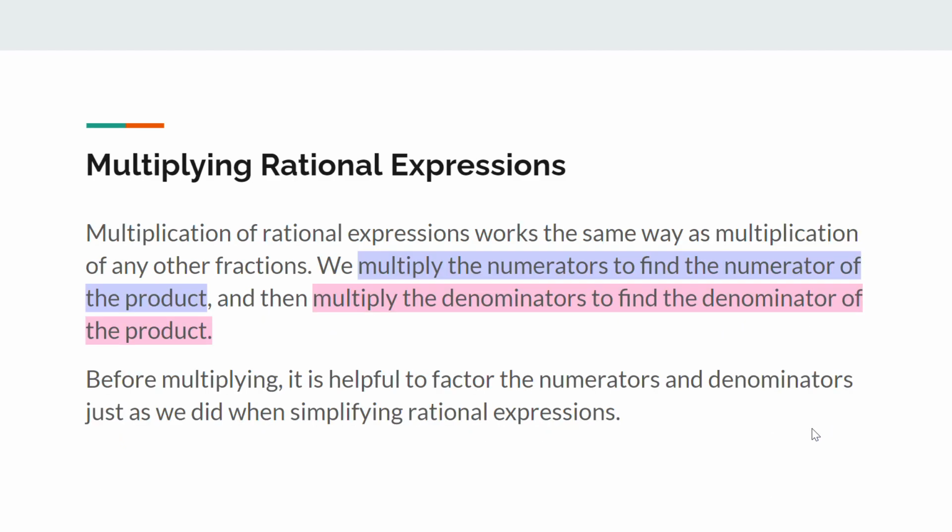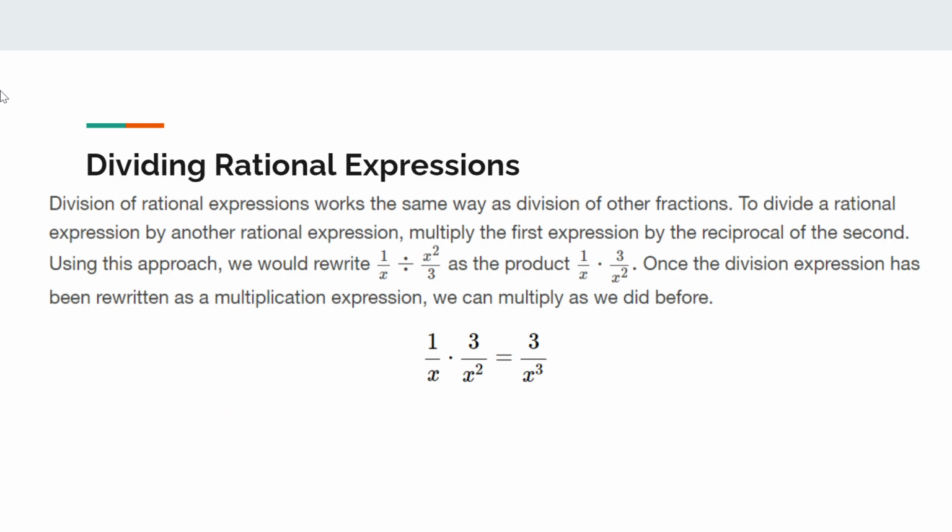Okay, the next one is multiplying rational expressions. Multiplication of rational expressions works the same as multiplication of any other fractions. We first multiply the numerators to find the numerator of the product, and then we multiply the denominators to find the denominator of the product. Before multiplying, it is helpful to always factor the numerators and the denominators first, just as we did when simplifying rational expressions.